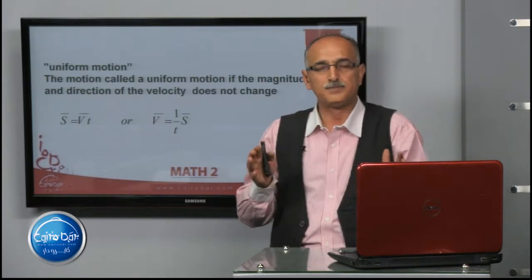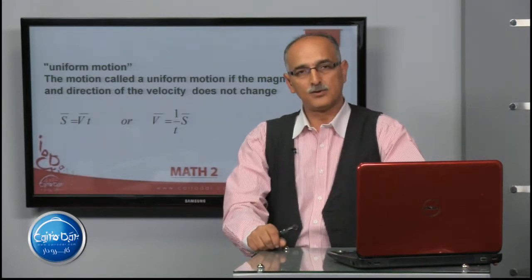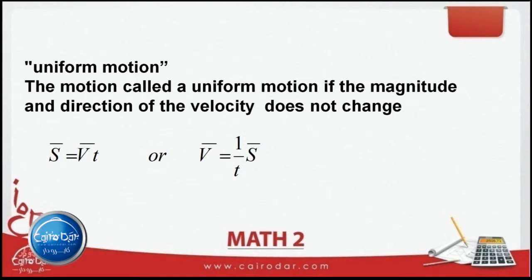There is a big difference between displacement and distance. So we deal with the displacement as a vector, and we call it S vector, which is equal to v vector times our time t.